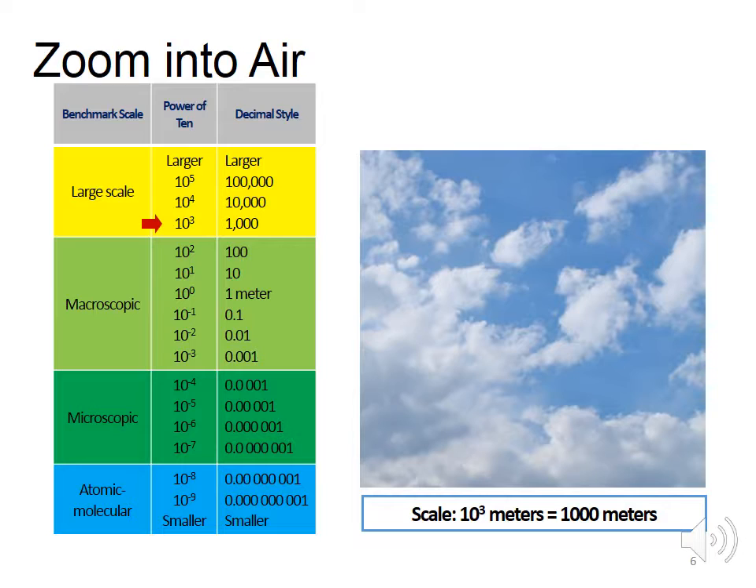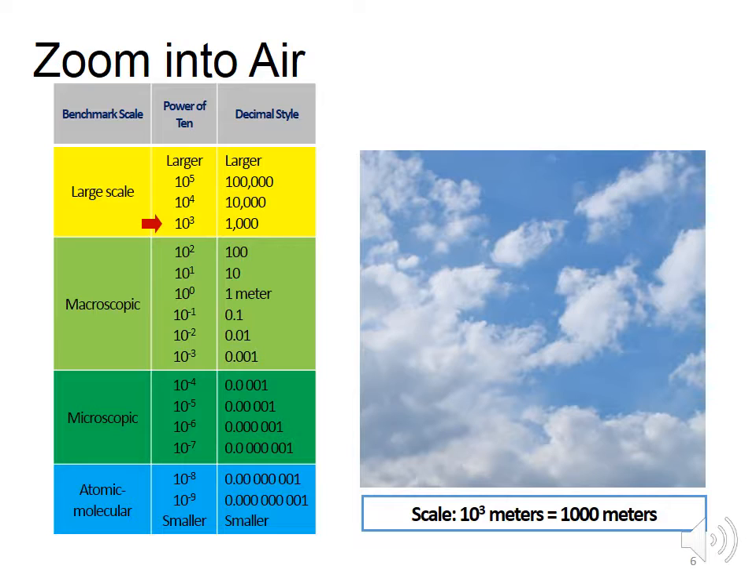Okay, let's consider how descriptions of air and explanations of air change when we go to different scales. So in your notes, you can write down zoom into air and then underneath large scale, macroscopic, microscopic, and atomic molecular. And next to those benchmark scales, we'll do just a real brief description of air at each of these scales. When you look at air at the large scale, you might describe it as being clear, as having clouds, or maybe other particulate matter in there. You might also describe that air or the sky has a particular color. But that's about it for large scale.